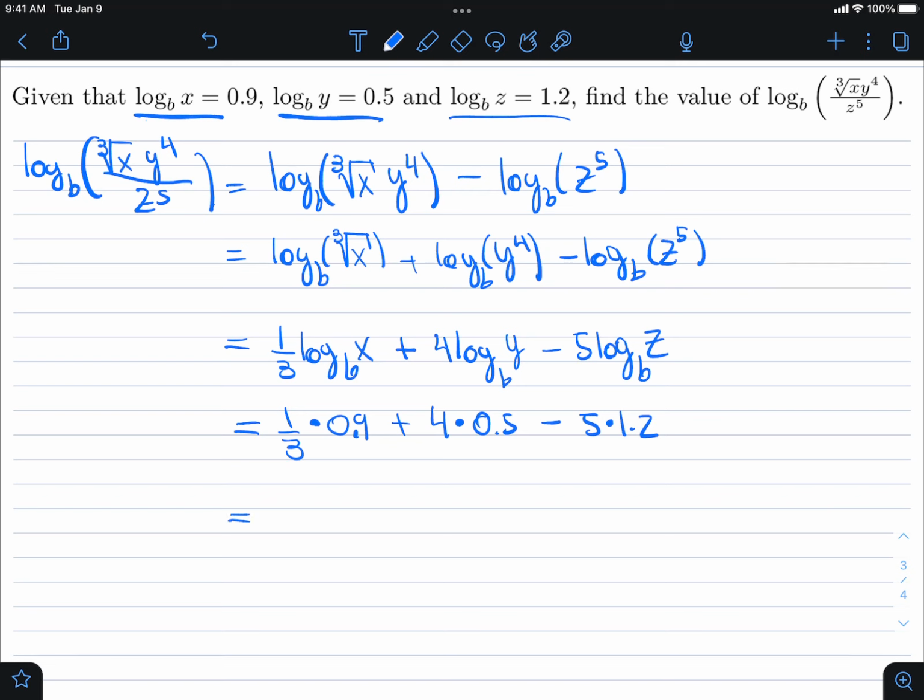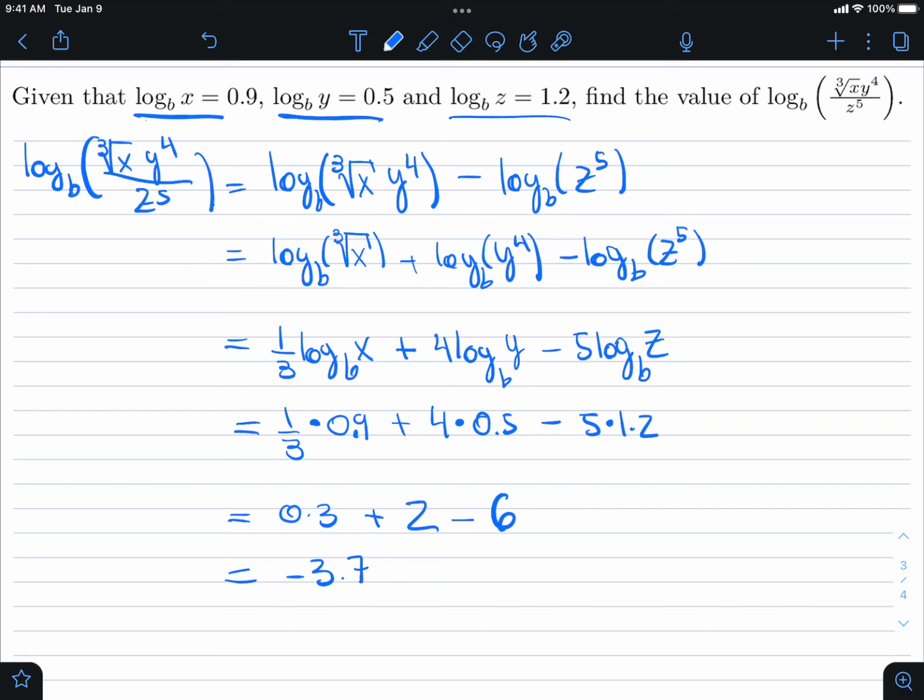Now I just got to perform this multiplication. 1/3 times 0.9 is 0.3. 4 times 0.5 is 2. And then 1.2 times 5 is 6. Oh, this is just simple subtraction here. I have a -4 in here plus a 0.3. So that should be a -3.7, I'm pretty sure.